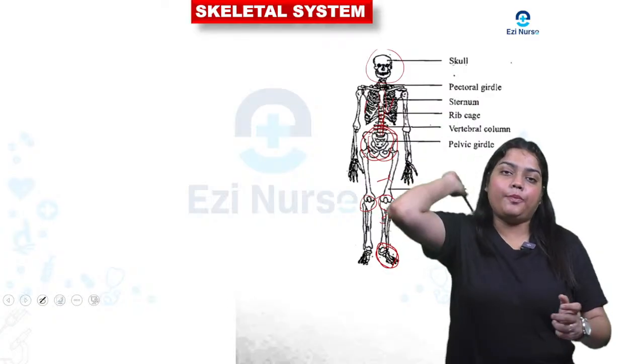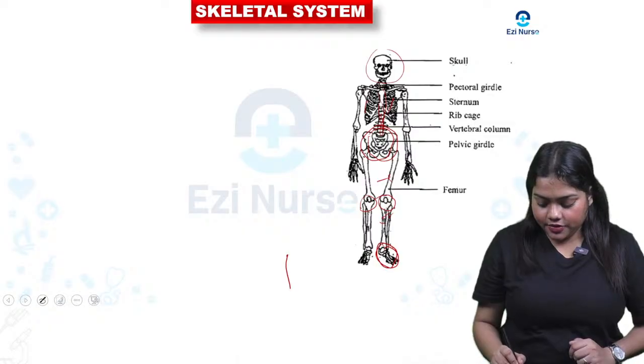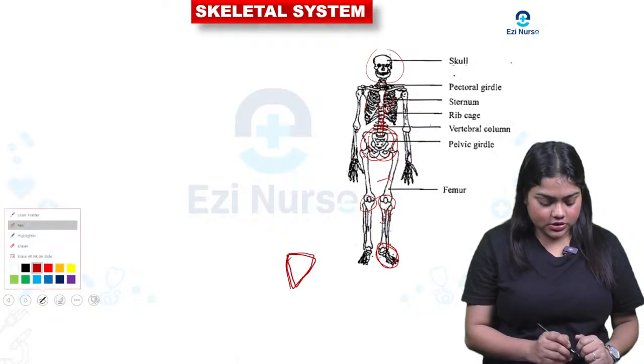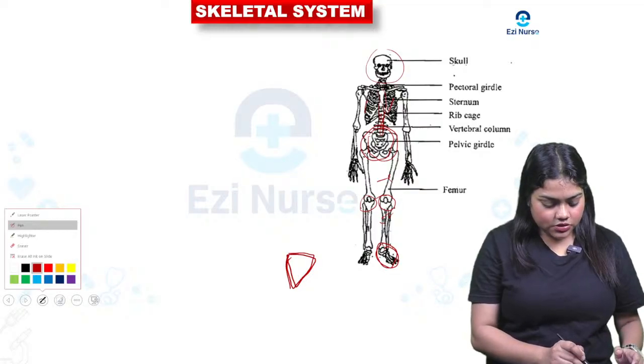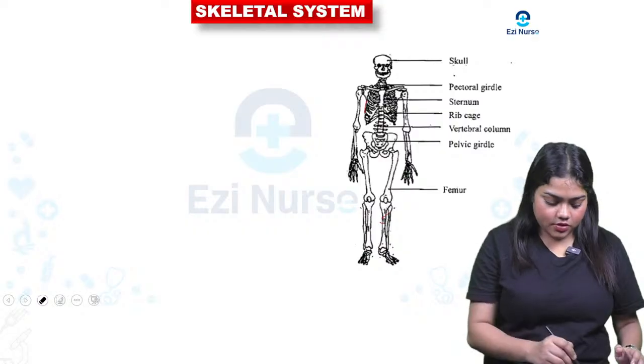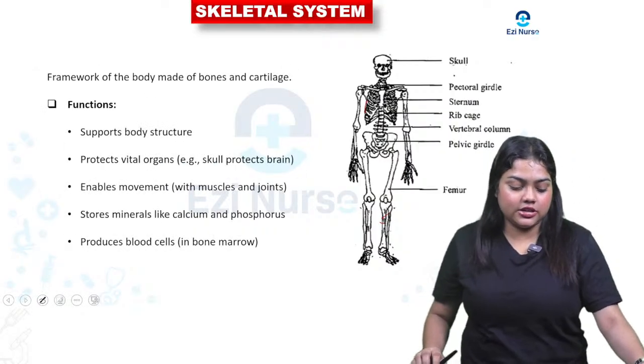And in the back of our shoulder, you can find a triangular bone which is also called scapula. Scapula, my bad. Which is also called scapula. So let's learn about it.